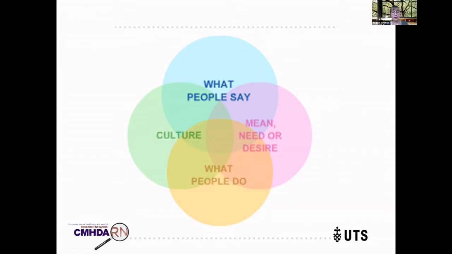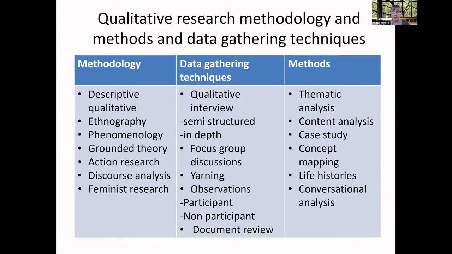And culture is really central to qualitative research. The culture within where people live, the cultural forces and the meaning systems. We're interested in researching the shared meanings, norms and codes of that culture. Now, qualitative research methodology, methods and data gathering techniques are many. So these methodologies take different positions along that continuum that I showed you.